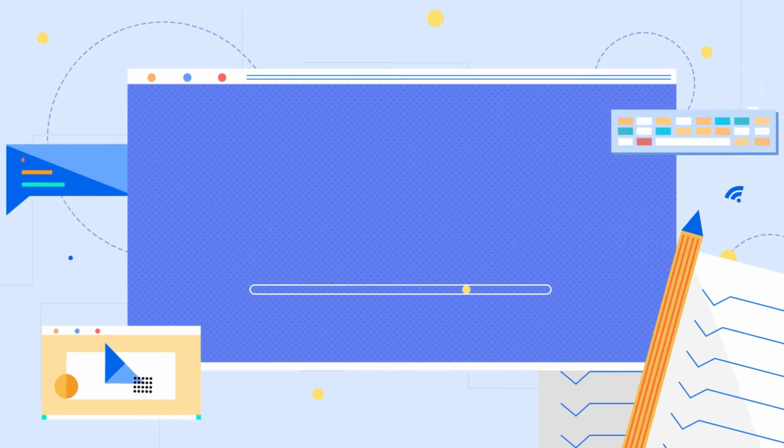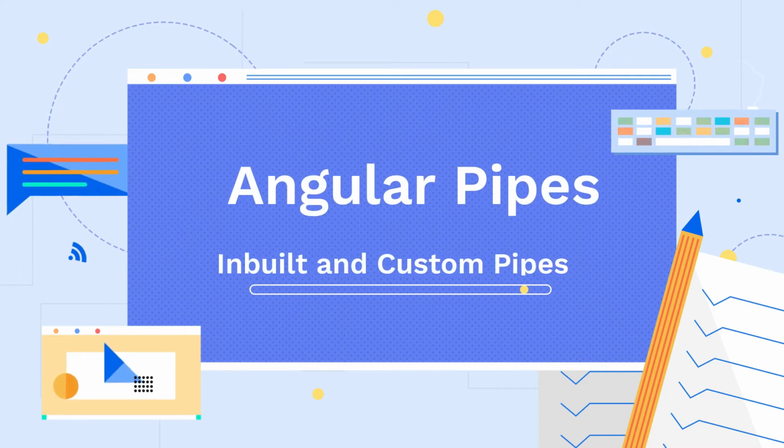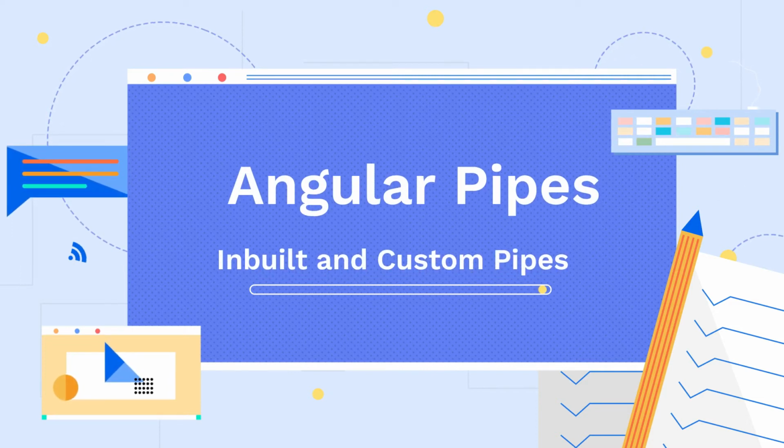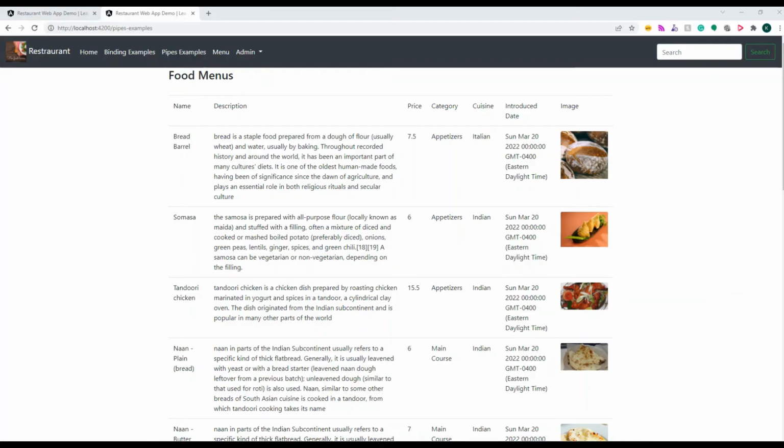In this video, we're going to see the inbuilt pipes in Angular and how to define your own custom pipes and use it in the project. For this demo, I've taken my existing Angular Getting Started project and I've built a page that you're seeing here, and the page is called Pipes Example.